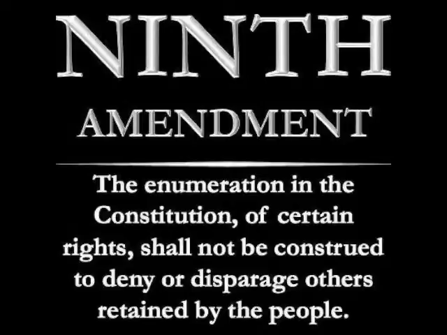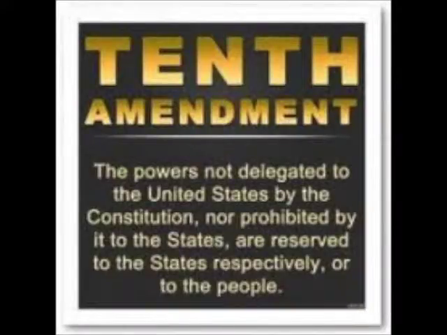The 9th Amendment, all rights not enumerated remain with the people. In other words, we have not made a list of all the rights that people have. We've made a list of what the government has, and everything else remains with the people, even though we haven't listed it. And the 10th Amendment, powers not delegated remain with the people. So all the power was distributed from the very, very beginning.